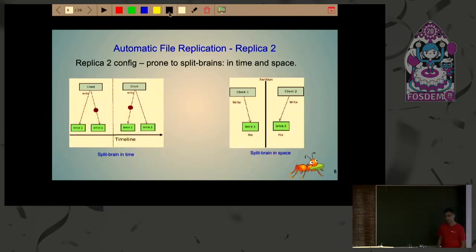So when both bricks come back up, the client doesn't know which is the good copy and you cannot resolve it. The other one is split brain in space, where clients can partially see the bricks. There are two clients, say client 1 and client 2. Each of them can see only one brick, and you still allow the write because there is no concept of quorum in replica 2. So you can end up in a split brain in that state also.